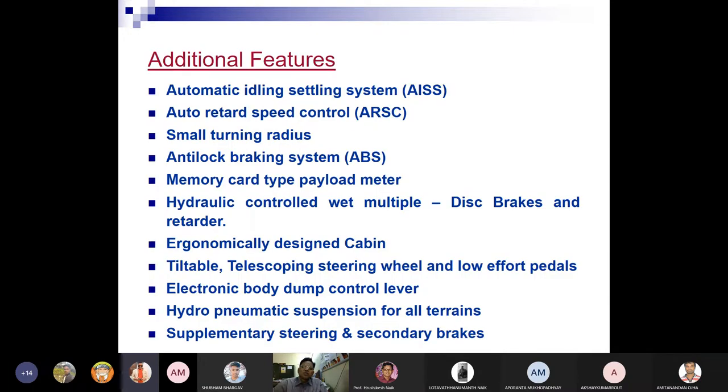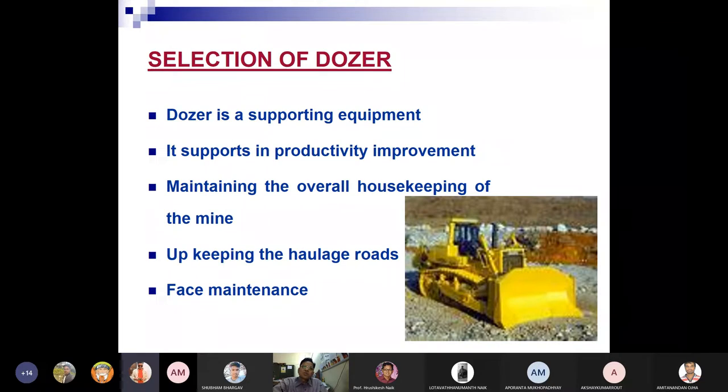This is a dumper. In the dumpers, there should be some additional features like automatic idling setting system, auto retard speed control, small turning radius, anti-lock braking system, a memory card type payload meter, hydraulic control, weight meter, multiple disc brakes and retarder system, ergonomically designed cabin, tiltable telescopic steering wheel and low effort pedal, electronic body dump control lever, hydro pneumatic suspension for all terrains, supplementary steering and secondary brakes should also be there.